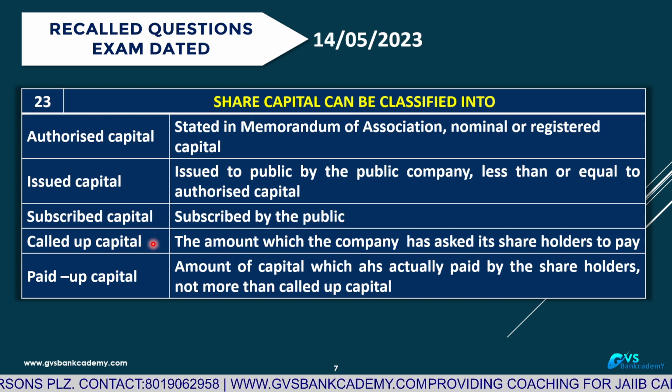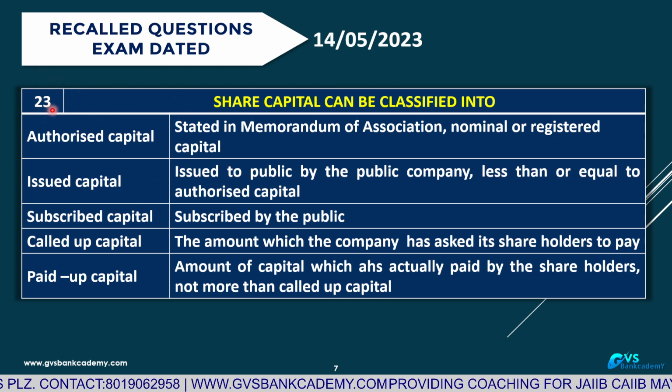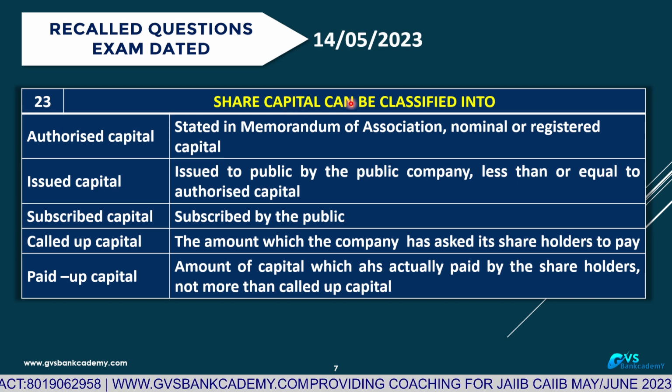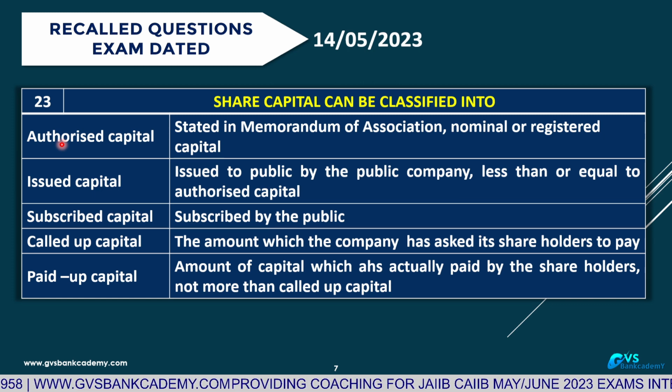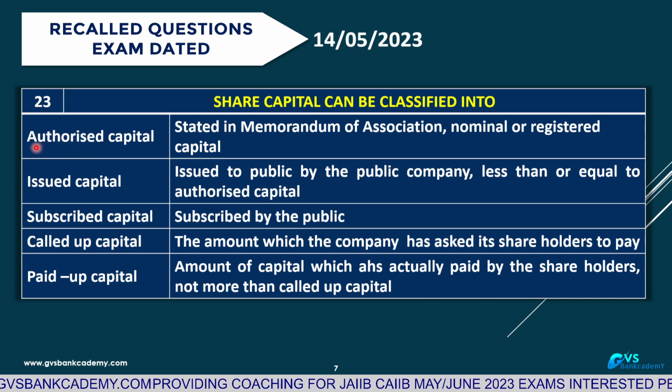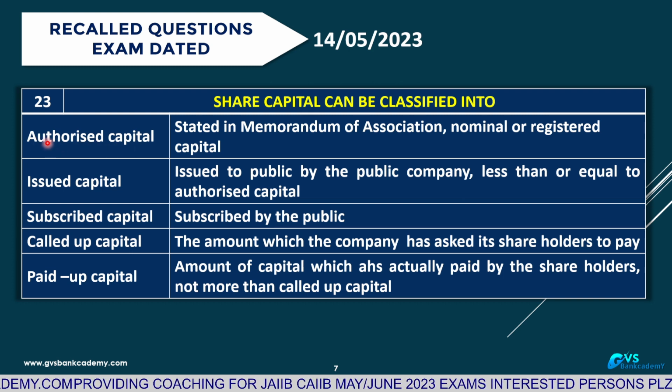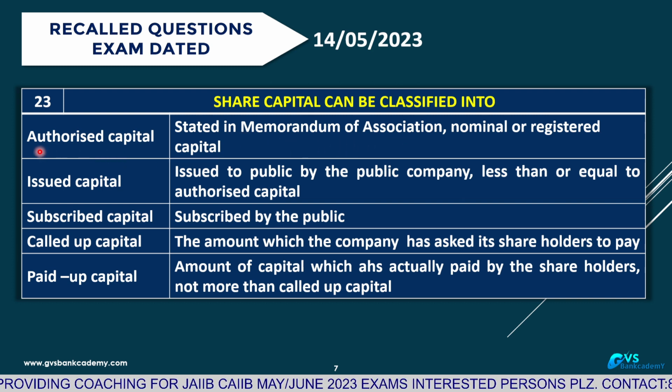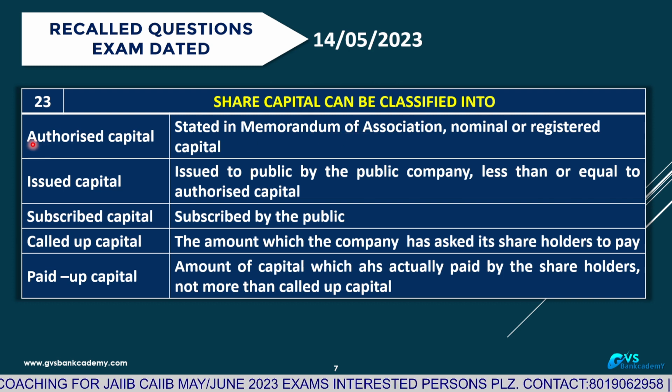This question also, a 5 marks case study they had given. Question 23, 5 marks. Share capital can be classified into authorized capital, the highest amount of the capital, also called nominal capital or registered capital. The company can issue shares to the public up to this maximum. They cannot issue more than authorized capital. Normally this amount is mentioned in the Memorandum of Association. Any company operating in India cannot issue capital more than what is mentioned as authorized capital in the MOA.